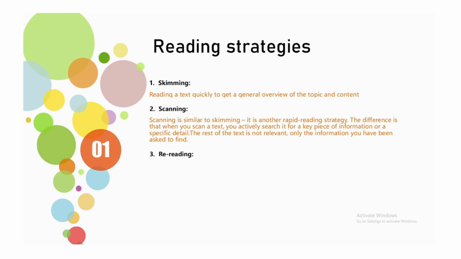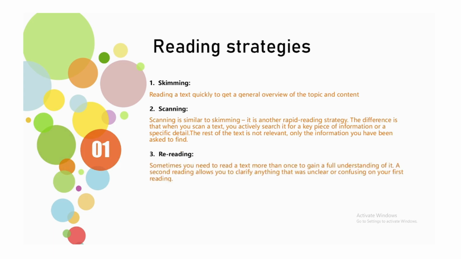Rereading. Sometimes you need to read a text more than once to gain a full understanding of it. A second reading allows you to clarify anything that was unclear or confusing on your first reading, like the implicit meanings hidden in the text.